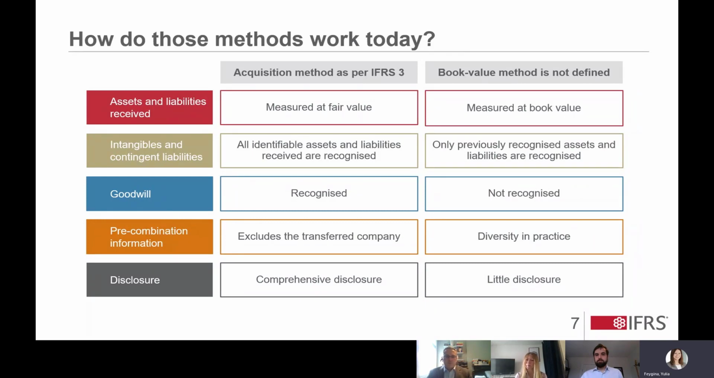So under the acquisition method, assets and liabilities received are measured at fair value. In a book value method, they are measured at book values. Under the acquisition method, all identifiable acquired assets and liabilities are recognized, including, for example, new intangible assets, such as brand names or contingent liabilities. In a book value method, only previously recognized assets and liabilities get recognized by the receiving company.